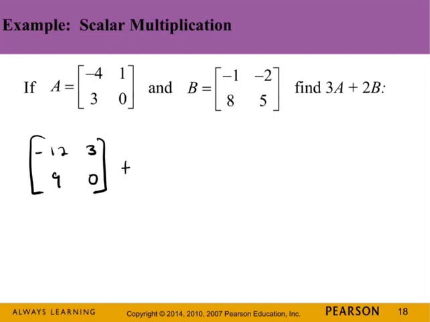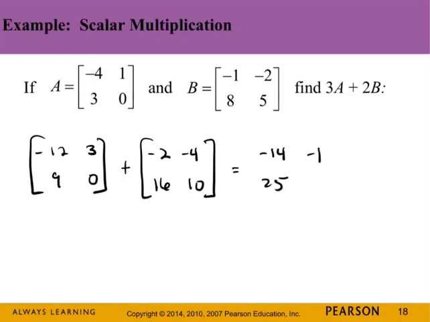Anywho, so 2B, that's going to be what? -2, -4, 16, and 10. And then if we add these two together, it's going to be -14, -1, 25, and 10.